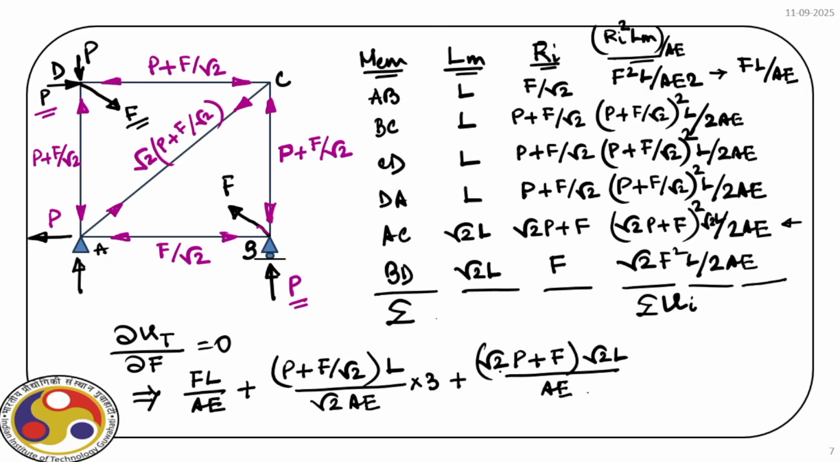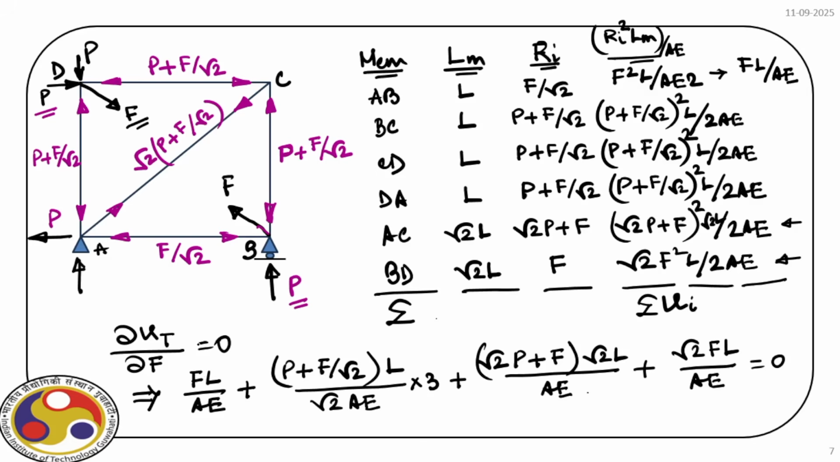And then we'll have the last one, that is the member BD, and for that we have root 2 FL divided by AE. This is equal to 0. Now, if we solve this equation, we will get the only unknown, which is F.